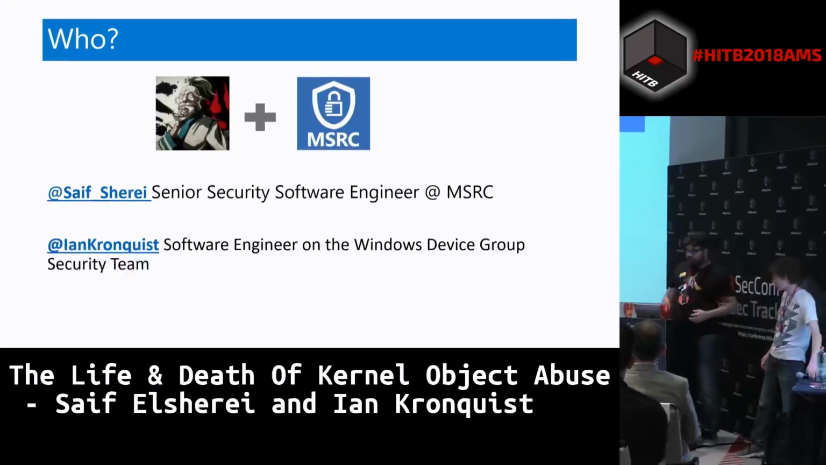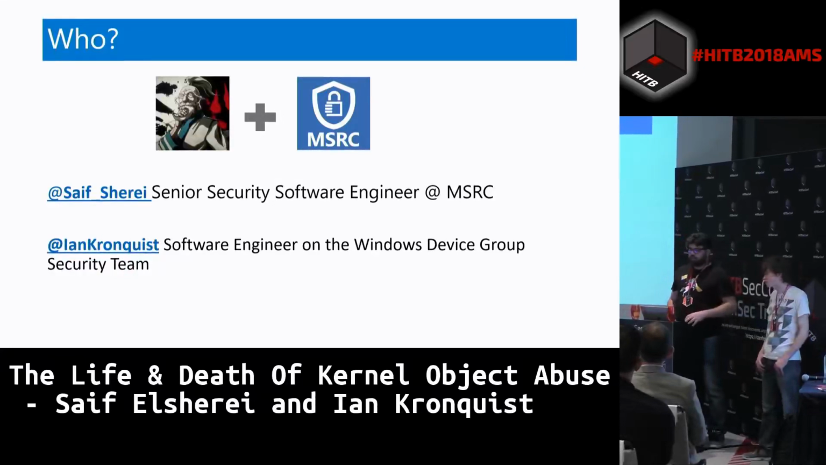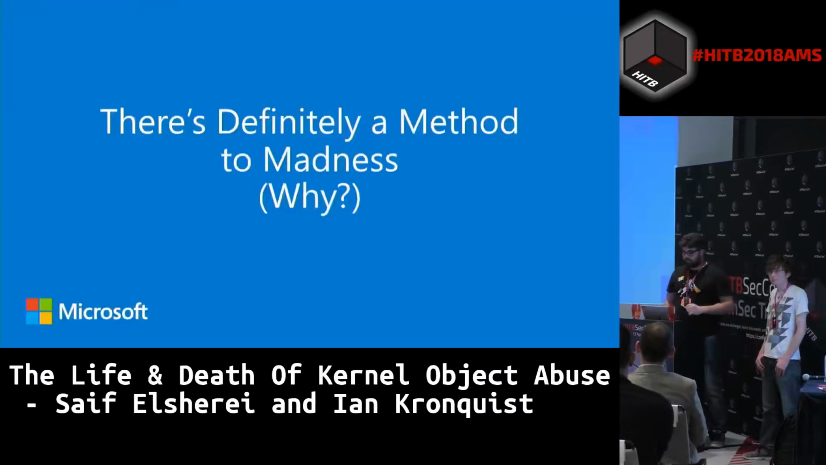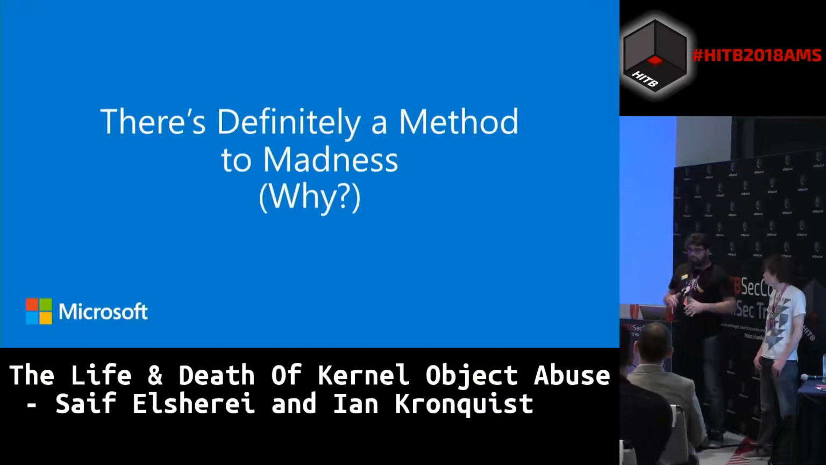Now, I'd like to begin with, when I'm facing any kind of problem, I like to look at the anatomy and try to dissect it into much smaller, much simpler problems. And we need to answer three specific questions. In my case, it's the why, the what, and the how. Starting with the why, I think there is definitely a method to madness.